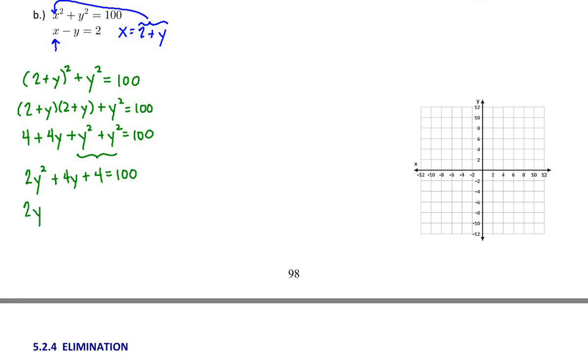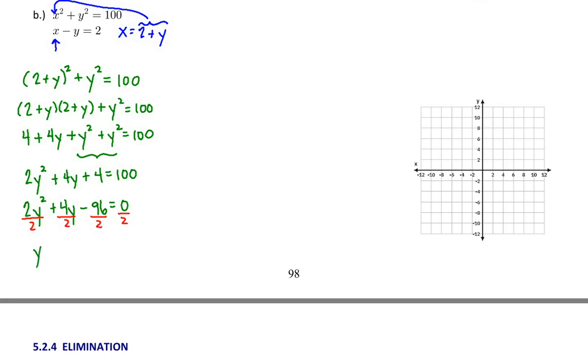So let's subtract 100 from both sides. That's going to give me a negative 96 right here. Now notice all of those coefficients are even. So let's reduce our equation by dividing all of our terms on both sides by 2.